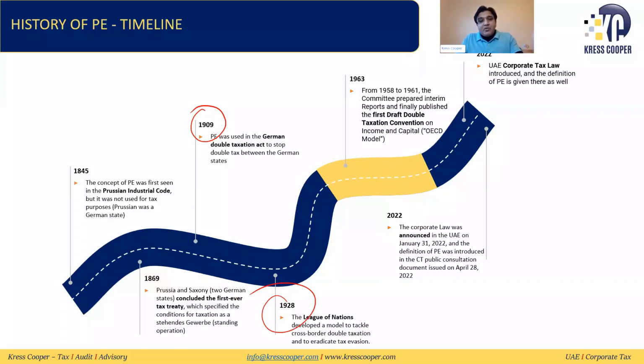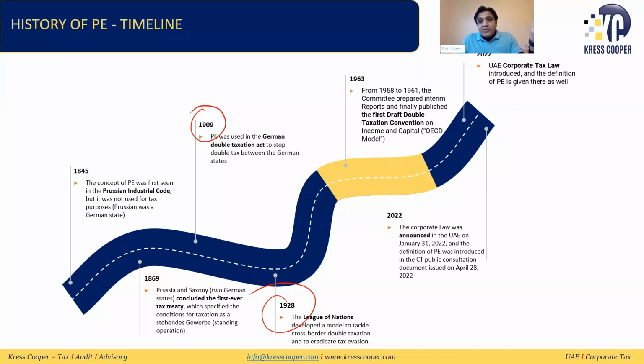Just quickly, from 1845 till 1963, the concept of double taxation was being discussed, and the concept of PE was being discussed. At the end, in 1963, the OECD, Organisation for Economic Cooperation and Development, model was adopted, and based upon this, the first draft double taxation convention was introduced. Then the UAE public consultation document was introduced in January 2022. All this is based upon the OECD model of double taxation.